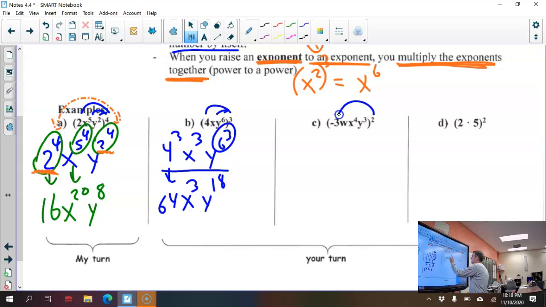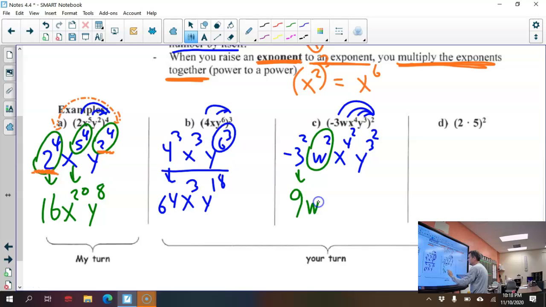In the next one, I would apply the 2 to each thing. -3 to the 2nd, w to the 2nd, x to the 4th to the 2nd, y to the 3rd to the 2nd. And then I would evaluate each of these. -3 to the second is -3 times -3, which is +9. The w to the second would still be w to the second. Here I have a power to a power, so I multiply them and get x to the 8th. And here again, I have an exponent to another exponent, so I multiply them and get y to the 6th.